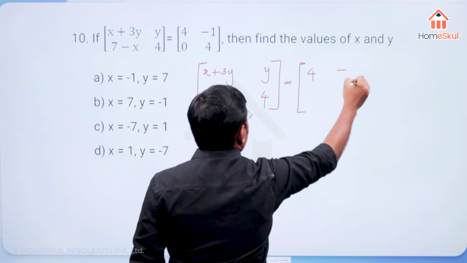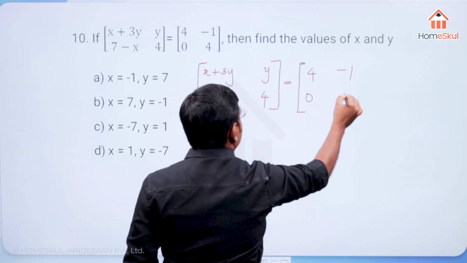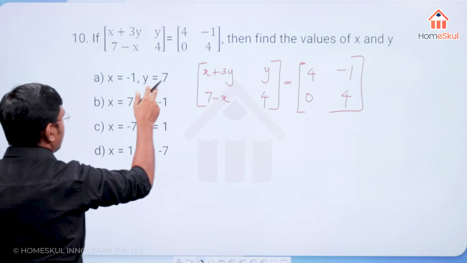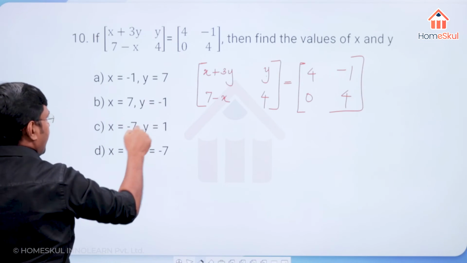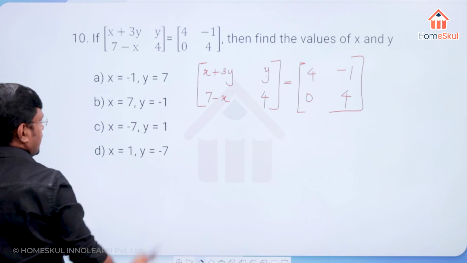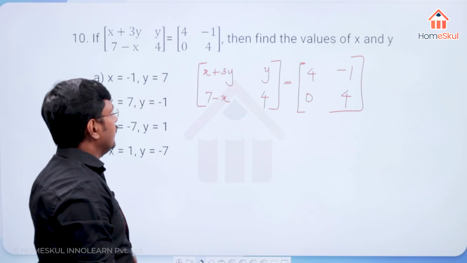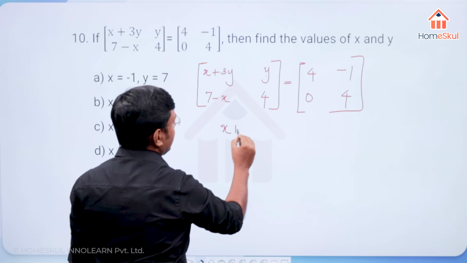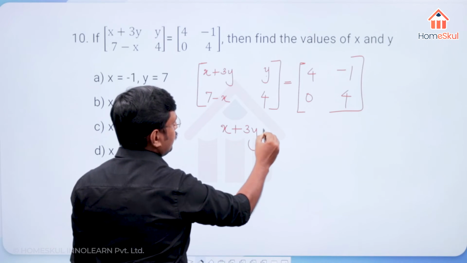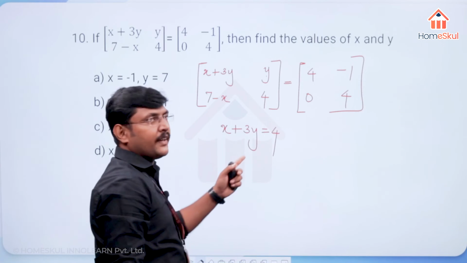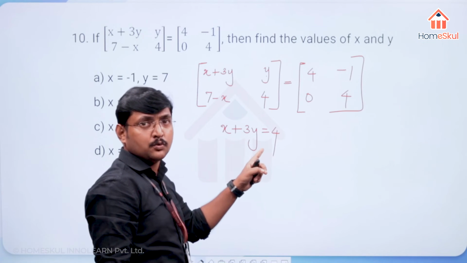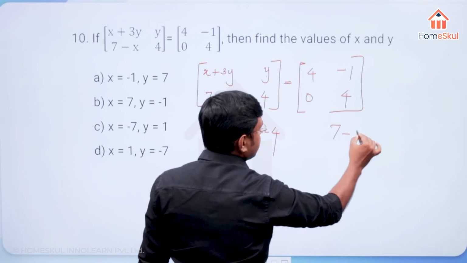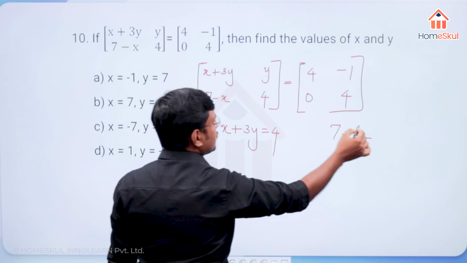4, minus 1, 0, 4. Let's see the options. As x is equal to minus 1, y is equal to 7. So listen, from this, first of all, x plus 3y is equal to 4. We can't directly find this because two unknowns are there. So I am taking this condition, that means 7 minus x is equal to 0, right?